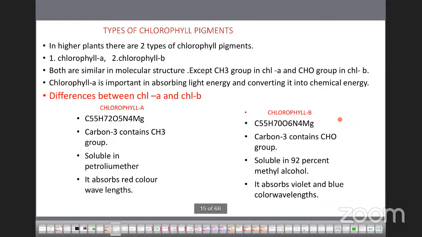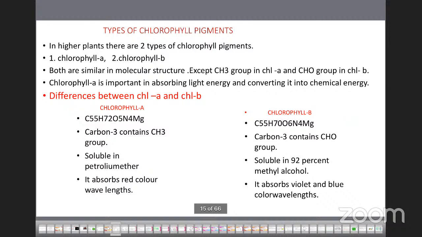and here an aldehyde group is connected with the C3 carbon in chlorophyll B. Chlorophyll A is soluble in petroleum ether, whereas chlorophyll B is soluble in 92% methyl alcohol. And in VIBGYOR, red wavelength is absorbed by chlorophyll A, and blue or violet wavelength light is absorbed by chlorophyll B. These are the important differences between chlorophyll A and B and the types of chlorophyll pigments.